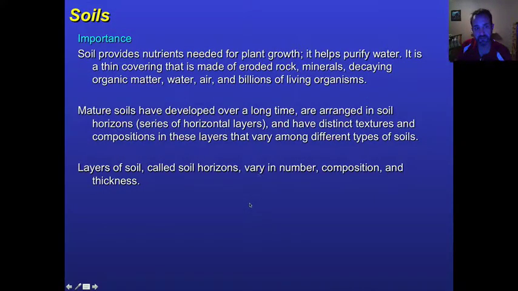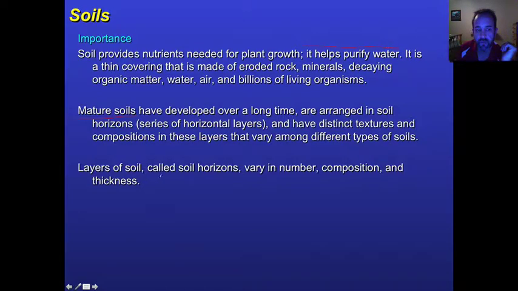Soil importance. Soils provide needed nutrients for plant growth, and oh, look at that, they help purify water. It's a thin covering that is made up of eroded rock, minerals, decaying organic material, water, air, and billions of tiny microscopic living organisms. Normally, it takes a long time to get a mature soil, and usually about 500 years before we can get about an inch worth of soil.